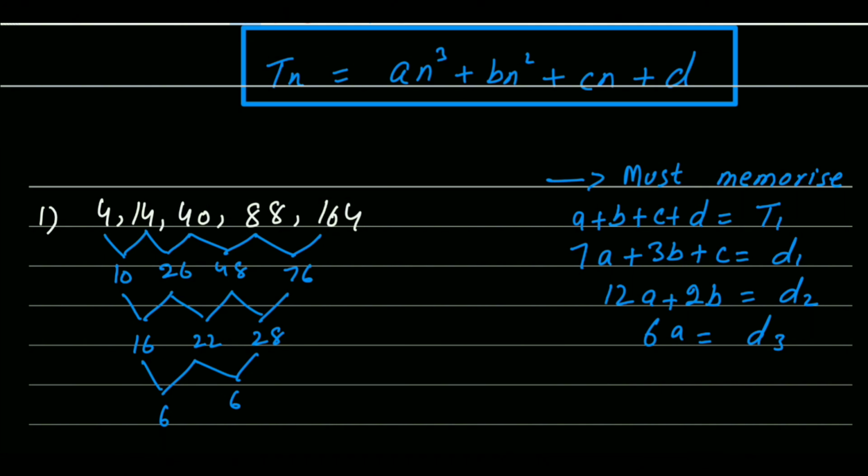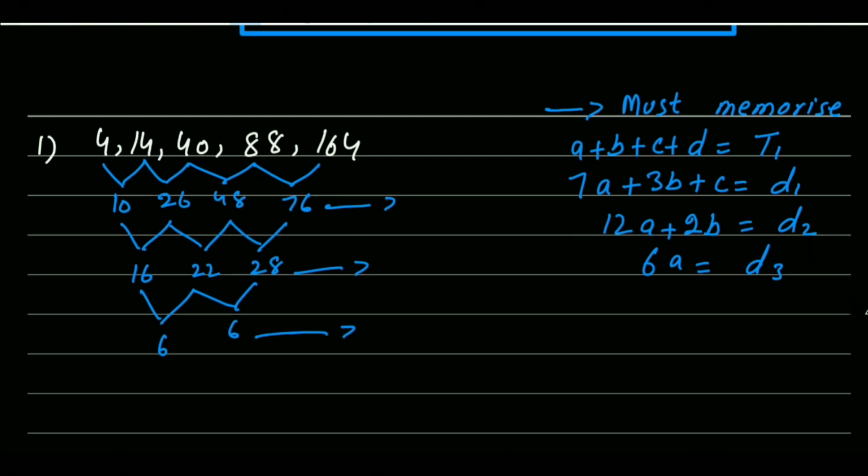So you have to keep on finding the difference until you will get the same difference. Like you can see, this is the first difference, that is not same. The second difference, that is not same. Third difference, so this is same in this sequence. It means this is a cubic sequence. As I told you already, if the first difference will be same, it means that is an arithmetic sequence. If the second difference is same, it means that is a quadratic sequence. If the third difference is same, it means that is a cubic sequence.